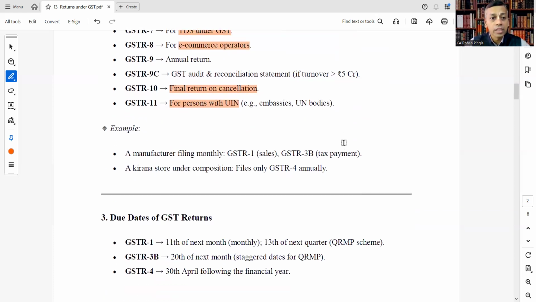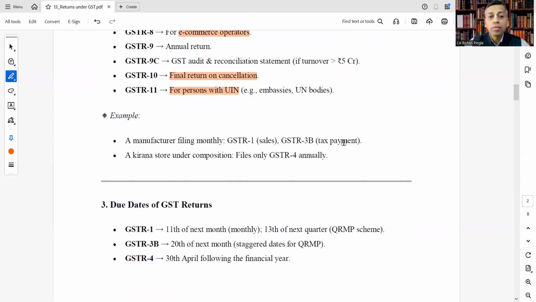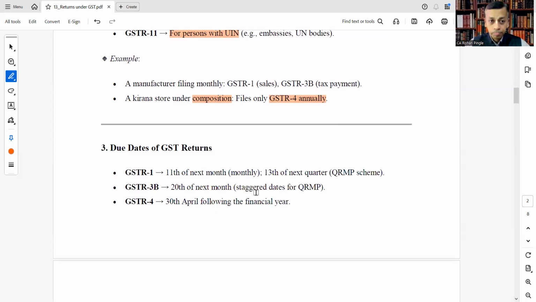Let's see some examples. A manufacturer files monthly GSTR 1 for sales and GSTR 3B for tax payment. A Kirana store under the composition scheme, which return will he be required to file? Only GSTR 4 annually.